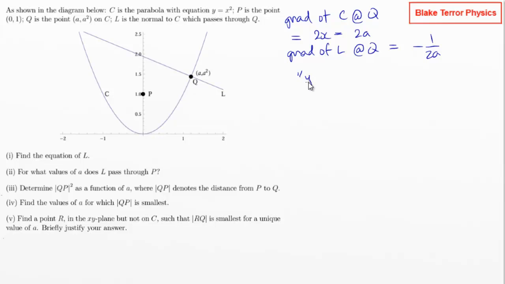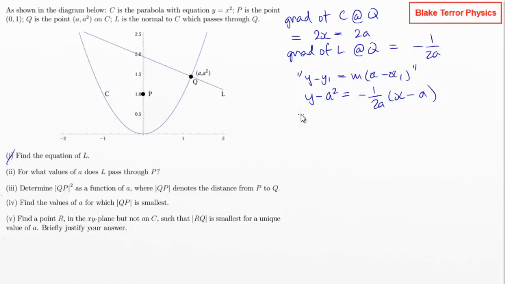So if we just stick into y minus y1 equals m times (x minus x1) as our equation of a straight line, we can say that y minus a squared is equal to minus 1 over 2a times (x minus a). That's our equation of L. For what values of a does L pass through P? So we need this to be going through P. So that's going through (0, 1).